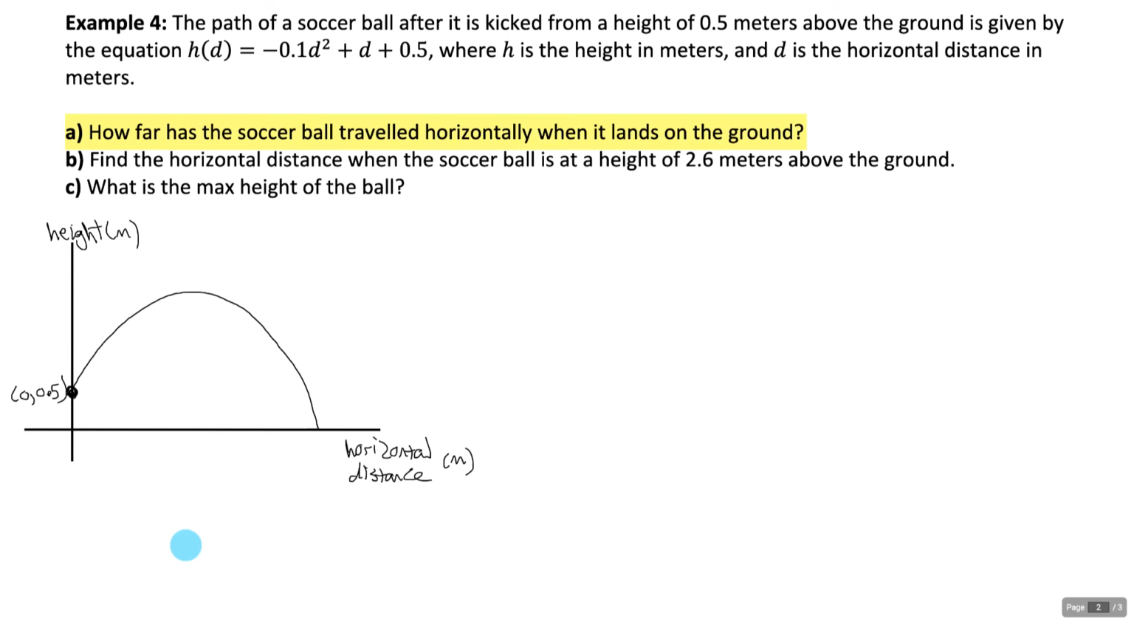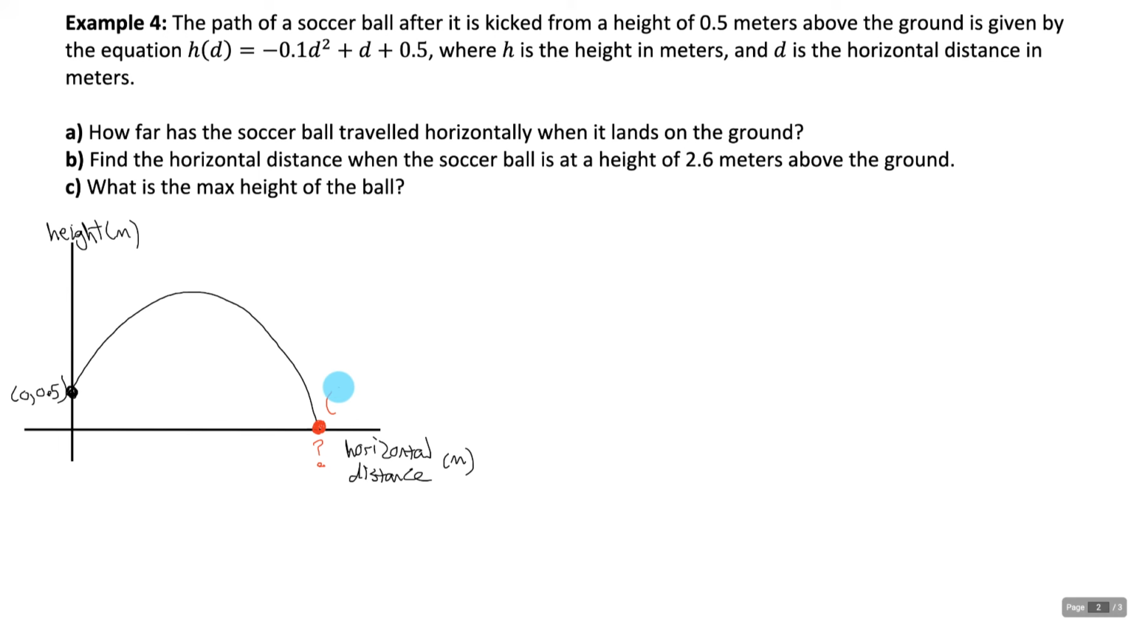Part A asks us how far has the soccer ball traveled horizontally when it lands on the ground. Well, when it lands on the ground, its height is going to be 0. So its height is 0 at this point. And we want to know what is the horizontal distance. So what is the x value, or in this case the d value, that has that height of 0.